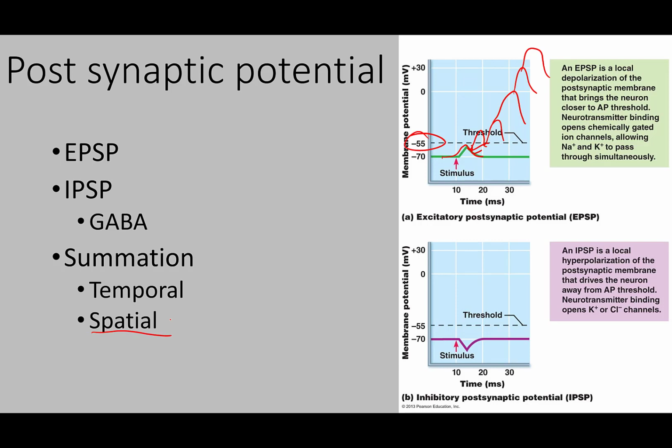Spatial is what we saw in the video. It is when more than one neuron is sending signals to the receiving neuron. In this case, they will stack just because they are sending signals at the same time. Temporal, one neuron sending signals quickly. Spatial, multiple neurons sending signals.